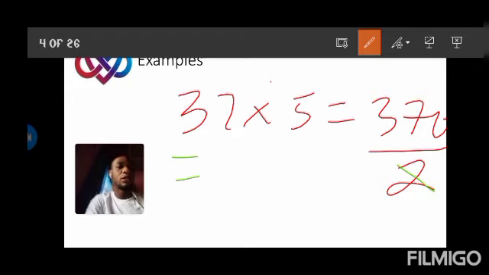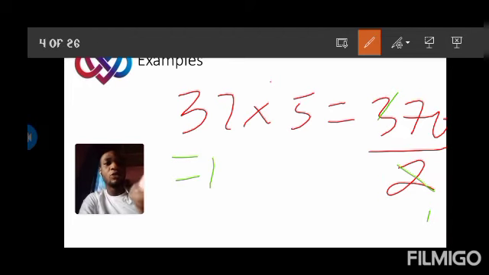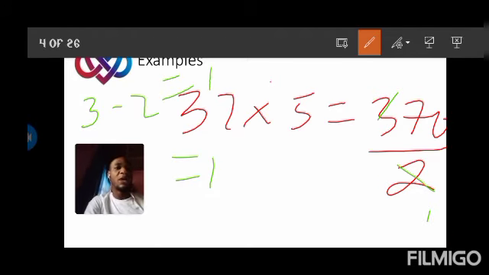Now we take it one after the other. How many times can 2 go in 3? 2 goes in 3 once. That will be 3 minus 2, because 2 times 1 is what? It is 2. So remainder 1. So now carry the 1 over, and I bring my 7. You can see I'll bring my 7 to the back of the 1.